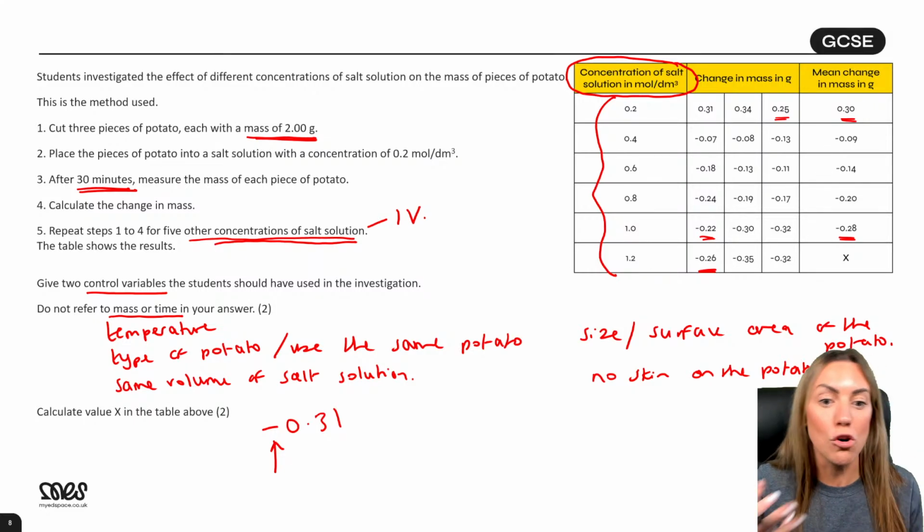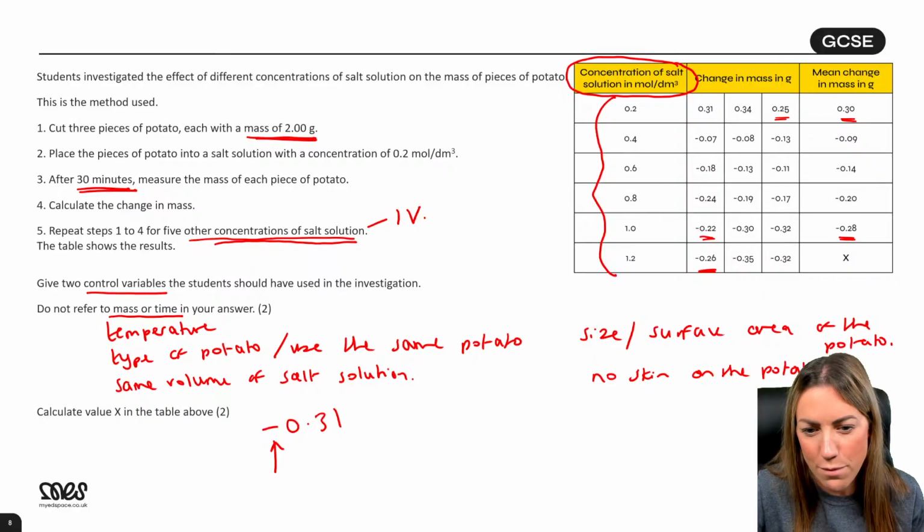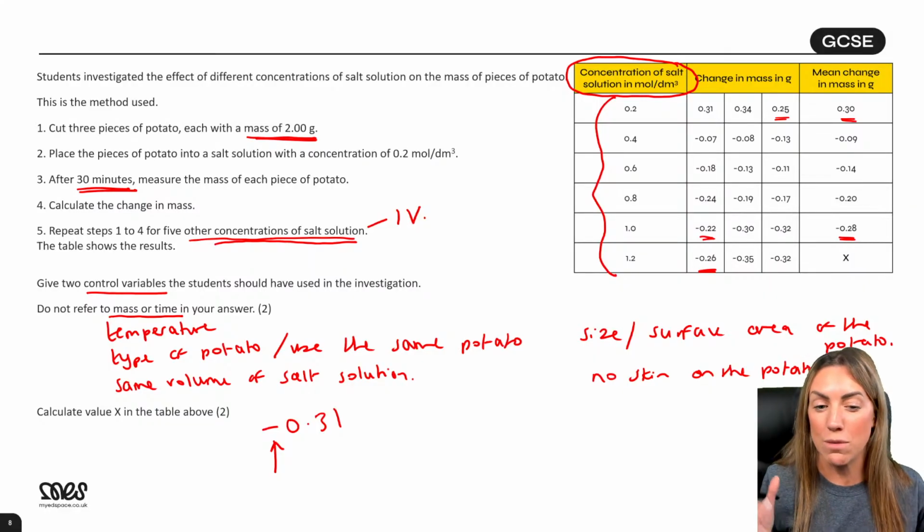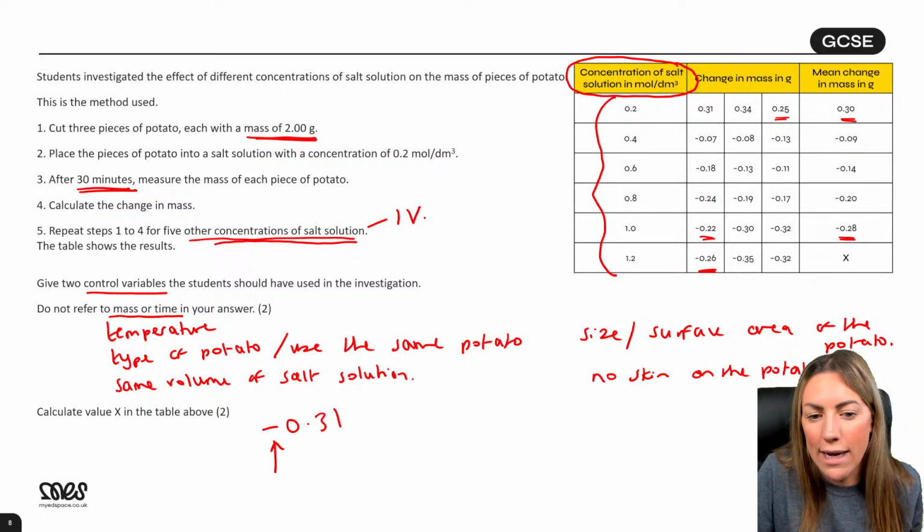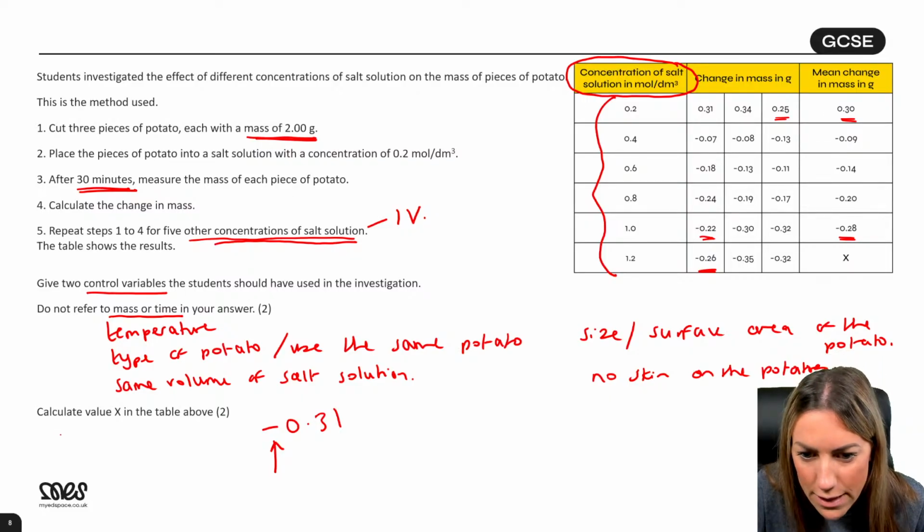An anomaly is just a result that does not fit the pattern. It doesn't fit with the other results. It's like too far away from the other results. And sometimes what we do is we don't count it when we calculate our mean. We ignore it or discard it when we calculate our mean.